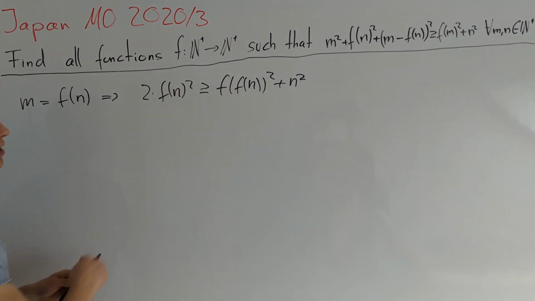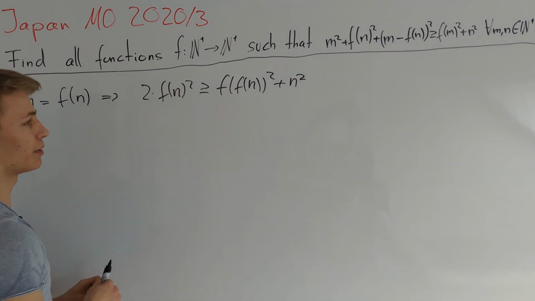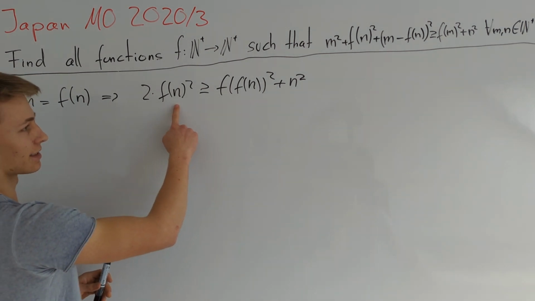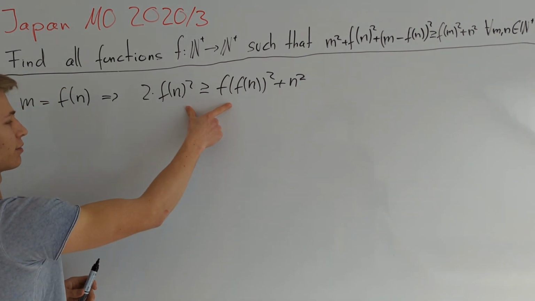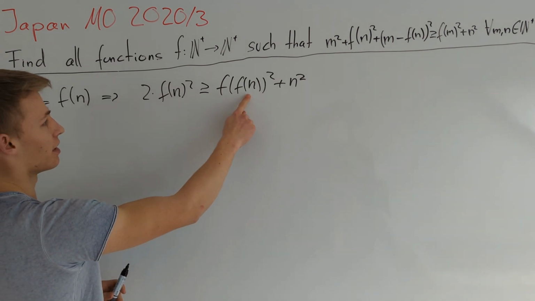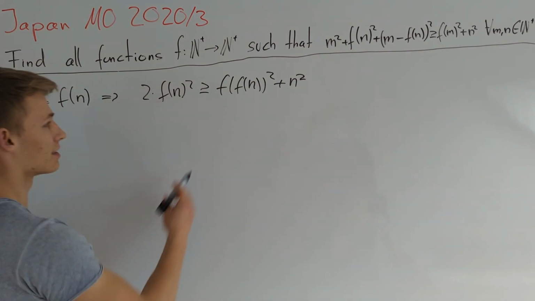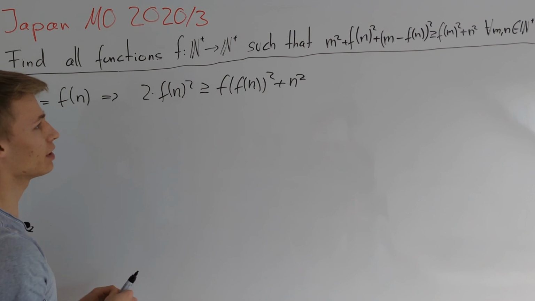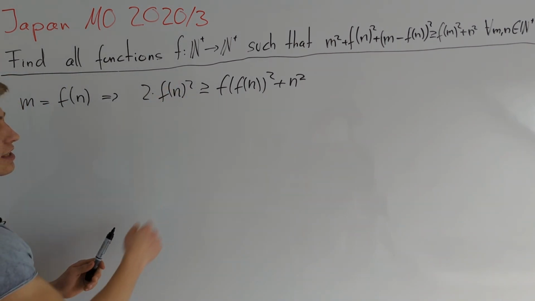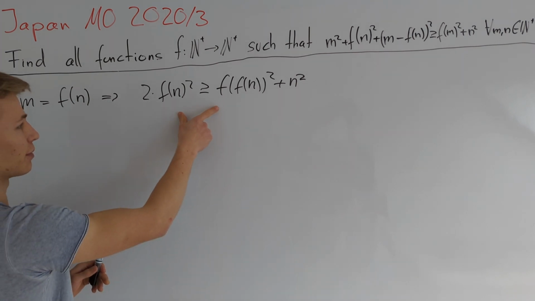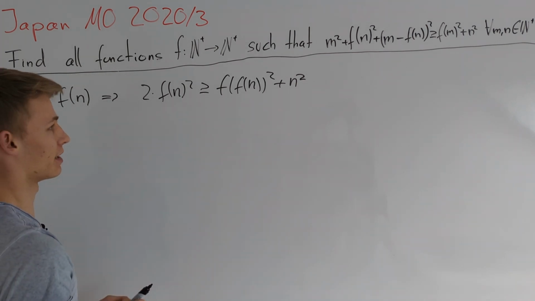At this point, we directly see that we get a weird behavior if f of n is less than n, because then, in order for this inequality to be true, f of f of n must be less than f of n. This then leads to a downwards spiral, which is not good because we are working in the positive integers, and therefore the function values are bounded from below by 1.